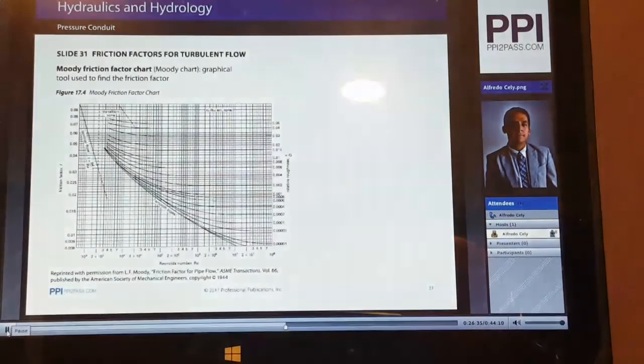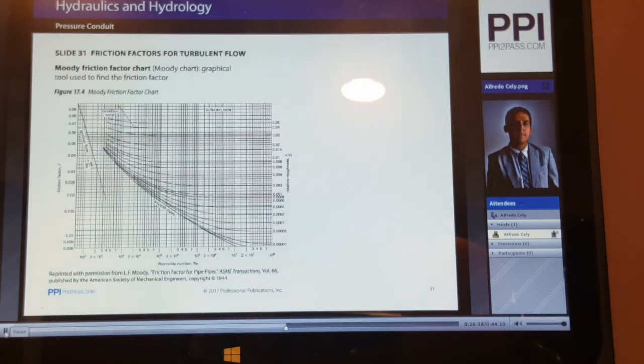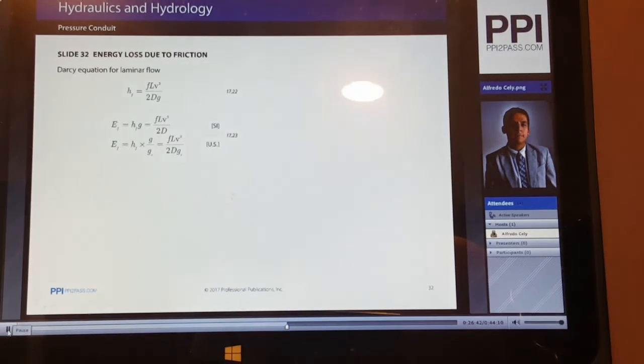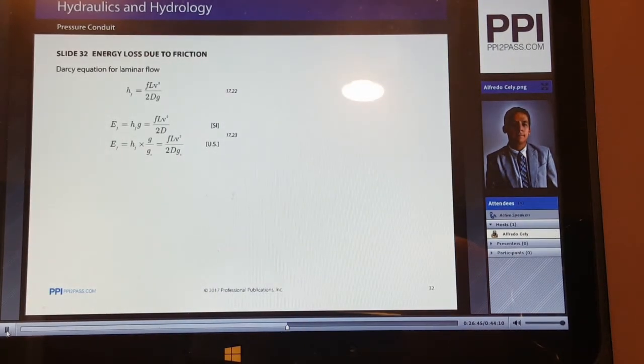So now we've gone through a detailed explanation of the Darcy friction factor. So how do we use that to calculate the energy loss? That comes to our Darcy equation for laminar flow, which we see here on this slide. Here's the head loss due to friction using the Darcy equation for laminar flow. We see our friction factor, the length of the flow, the velocity of the flow, the diameter of the pipe, and the gravitational acceleration.